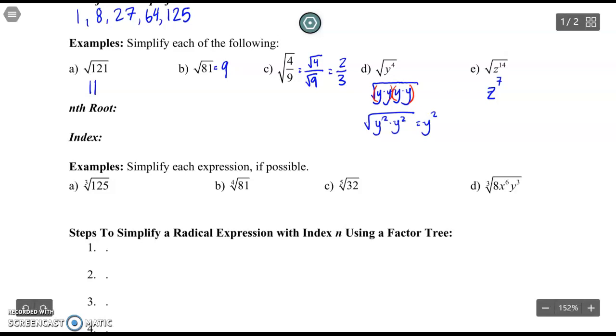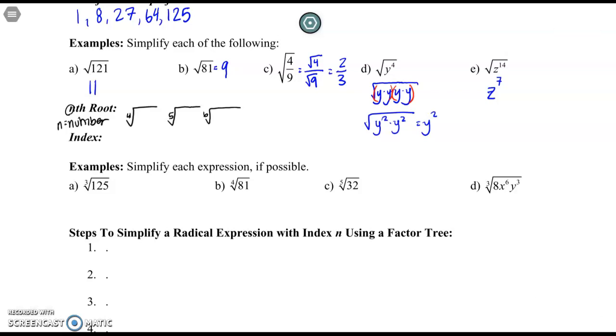So what the nth root looks like is, say I want to find the 4th root of something, then I'm going to have a 4 on the outside of the radical. If I want to find the 5th root, I put the 5 on the outside of the radical. This n right here is just standing for a number. So basically I can take the nth root of any number, which means I could take the 6th root, the 7th root, the 10th root, as long as it's a positive whole number. Sometimes you're going to see it just written with an n on the outside, and that n just represents a positive whole number.